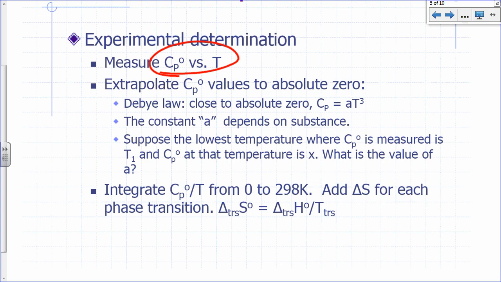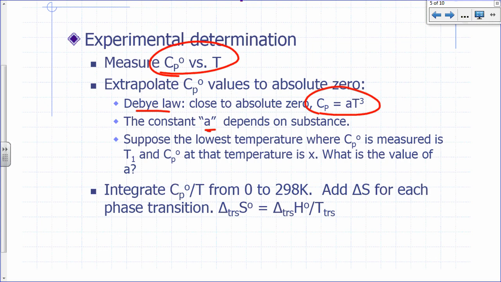So what you do is measure your heat capacity down to as low a temperature as you can. Then, once you get to the lowest possible value, you can extrapolate to absolute zero using the Debye T-cube law. Debye's law says that the heat capacity as you approach absolute zero is directly proportional to the cube of the absolute temperature, so Cp = AT cubed, where the constant A depends on the substance.